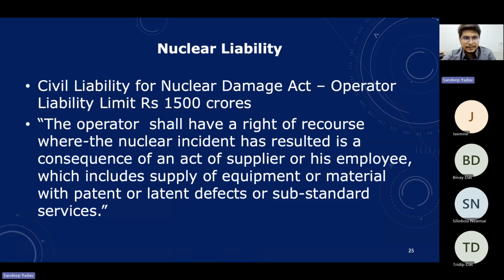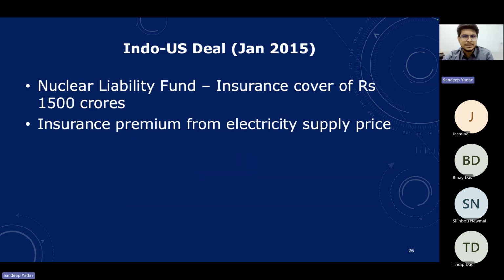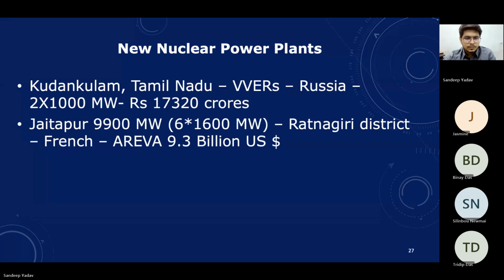Now these are the nuclear liabilities. Operators shall have a right of recourse when a nuclear incident has resulted from an act of a supplier or his employee, which includes the supply of equipment or material with patent or latent defects, or substandard services. A few deals have been signed between Indo-US with an insurance cover of 1,500 crores. There are two new nuclear power plants established in India: one in Kudankulam of 2,000 megawatt, and one in Jaitapur, of 9,900 megawatt, in the Ratnagiri district of Maharashtra.